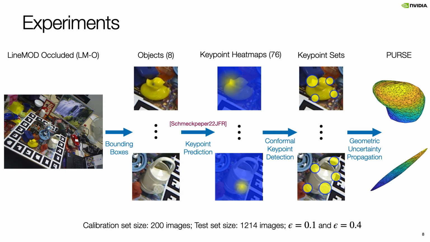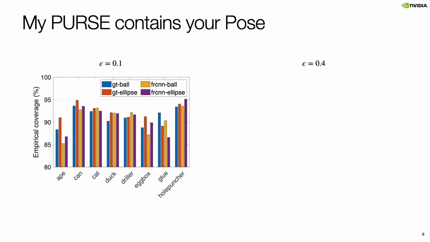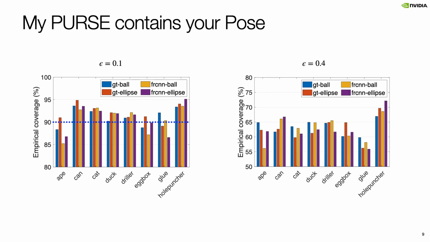We perform experiments on the LineMOD Occlusion dataset where we calibrate on 200 images and test on 1,214 images. We test two expected error rates, epsilon equal to 10% and 40%. Here we show that the pose set does empirically contain the ground truth pose. When the expected error rate is 10%, the set empirically covers the ground truth at roughly 90%, and when the expected error rate is 40%, the empirical coverage is around 60%.